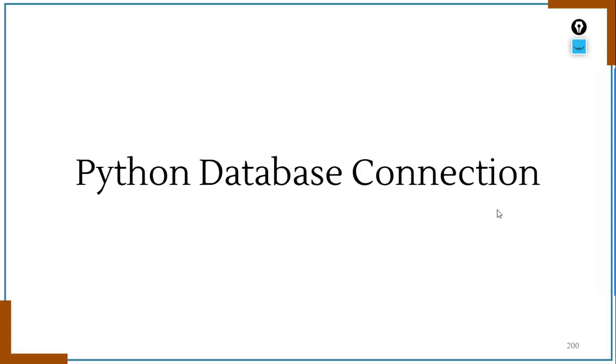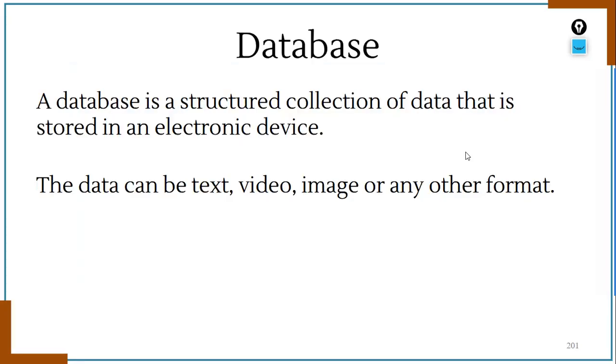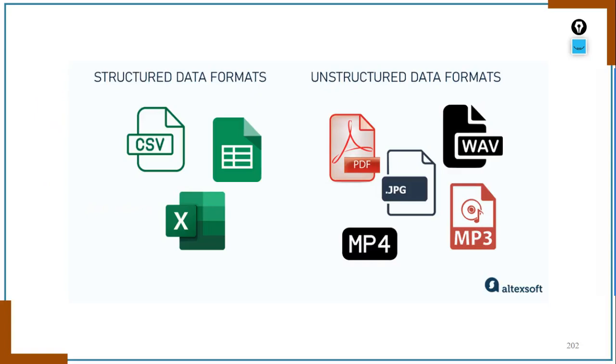Okay. So when we talk about any database, it is nothing but a structured collection of data that is stored in an electronic device. Data can be available in different formats. It can be text, video, image or any other format. If we talk about the formats of data, data are categorized into two types: structured data formats and unstructured data formats. In a structured data format, data is stored in a proper, tabular format. CSV and Excel are examples of structured data format.